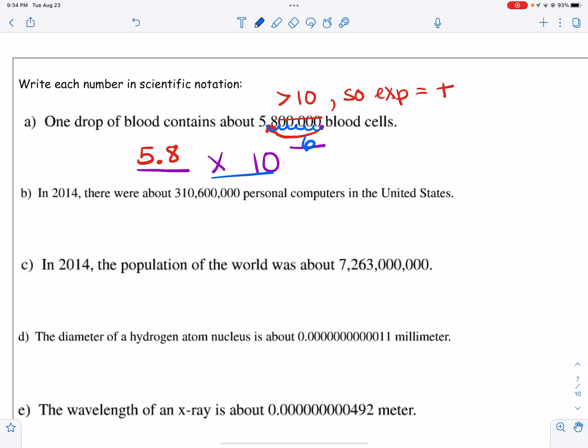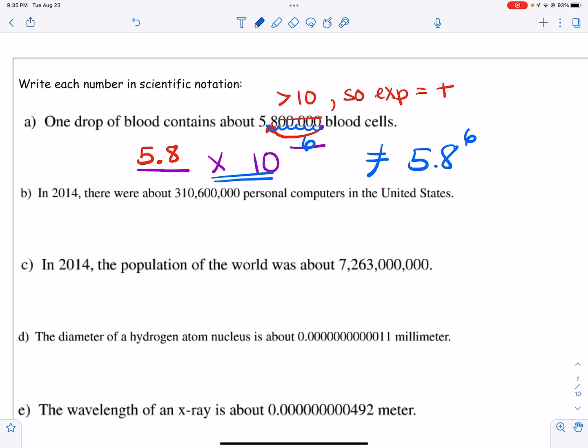You have to have times 10 to some power, okay? You can't leave that off. That is not the same as 5.8 to the 6, and that's what I see all the time. It has to be multiplied by 10 to that certain power, okay?